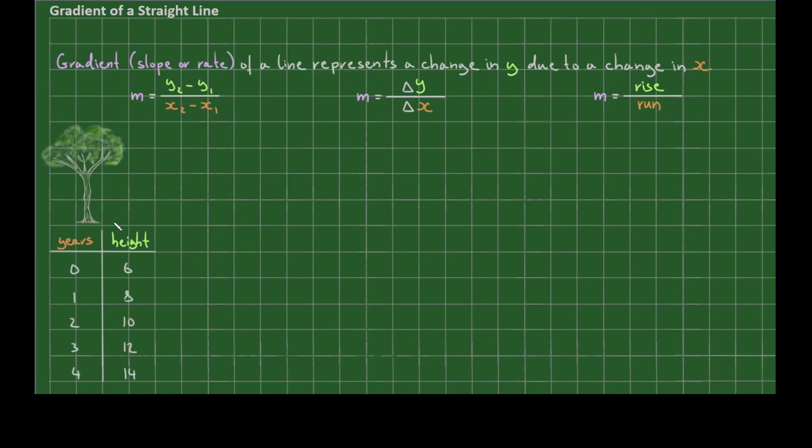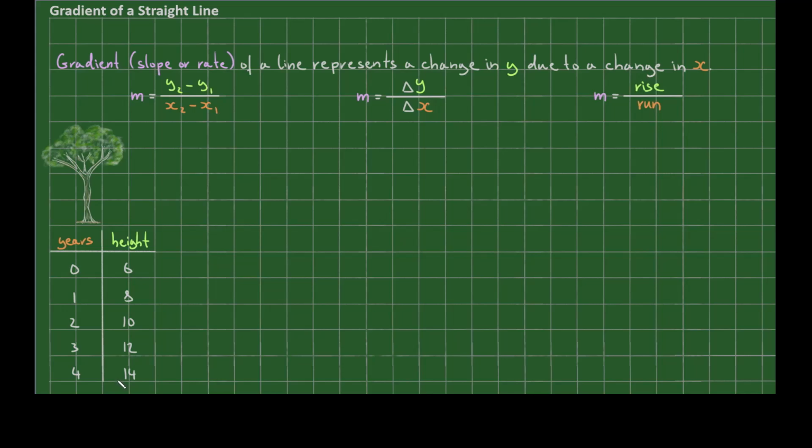Suppose that we are monitoring the height of a tree over a number of years. At year 0, when we start our measurement, the tree is already 6 meters tall. After 1 year, it is 8 meters tall, after 2, 10, after 3, 12, and after 4 years, it is 14 meters tall. These ordered pairs can be plotted.